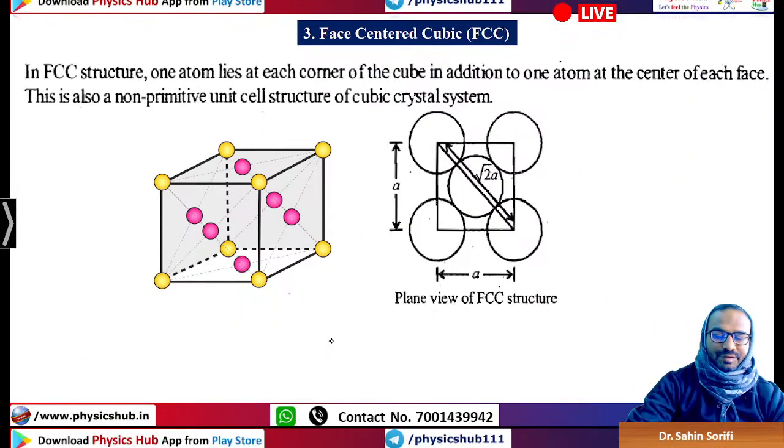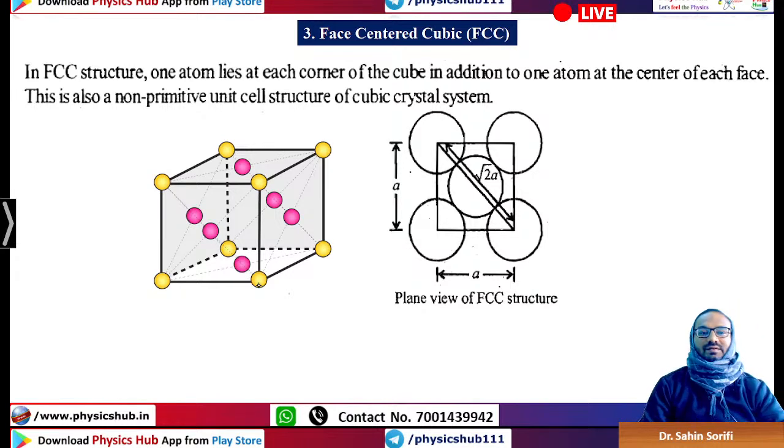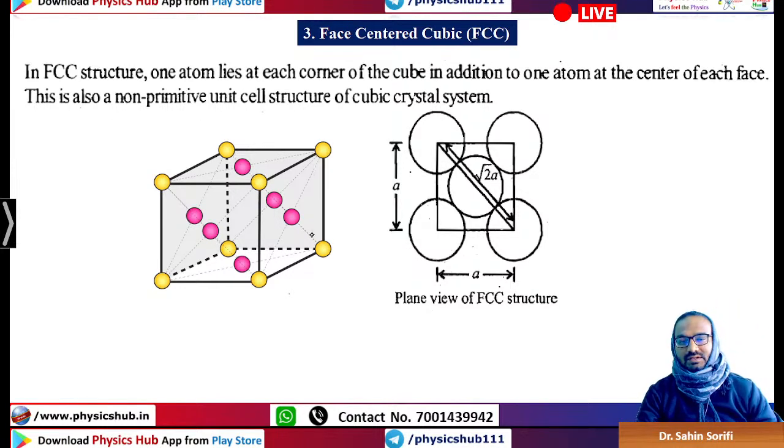Next, face centered cubic. This is also an important crystal structure. In the FCC structure, one atom lies at each corner, and you see no body center atom, only atoms at the face, and the atoms will touch along the face. You see, for simple cubic, the atoms were touching along the cube edge. For BCC, the atoms were touching along the body diagonal, but for face center, the atoms are touching along the face. So this face has been shown here, as you can see. The separation between these two atoms is A, you already know.